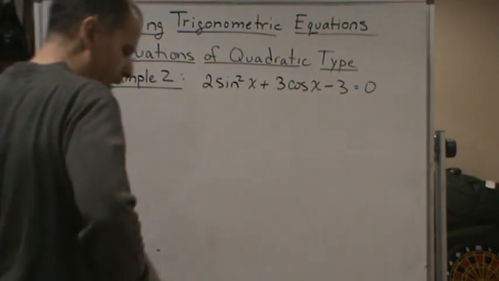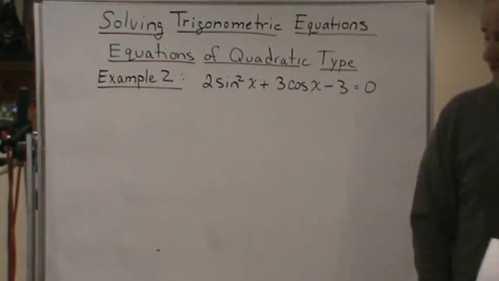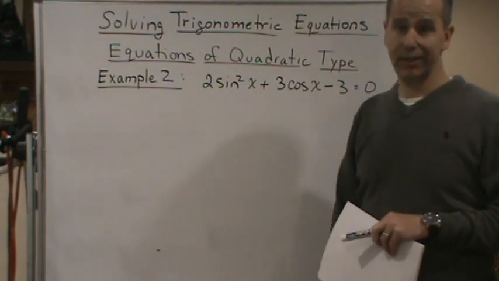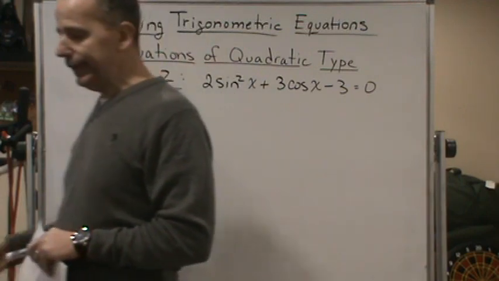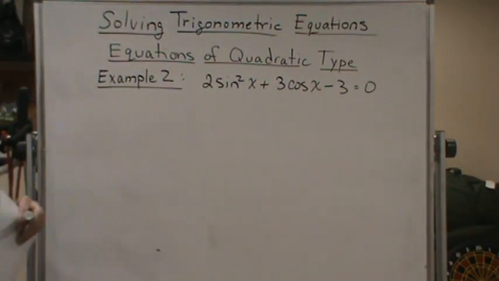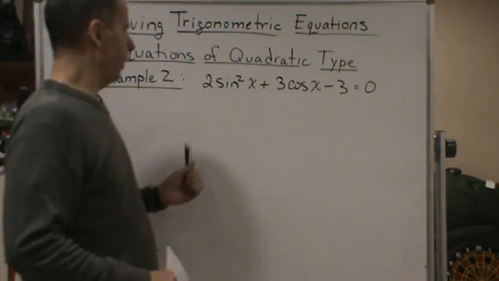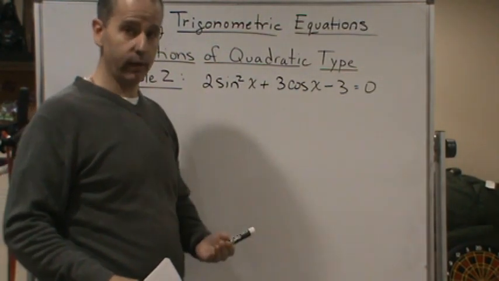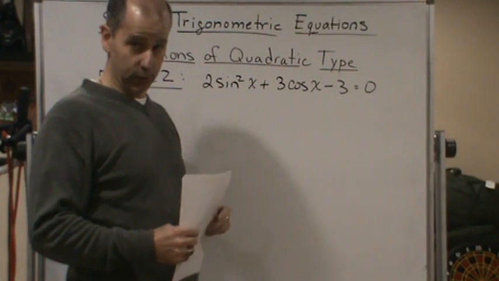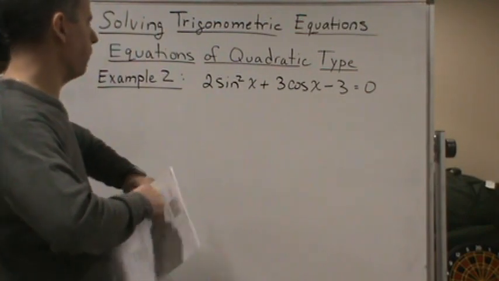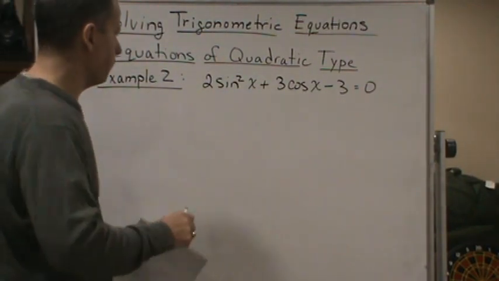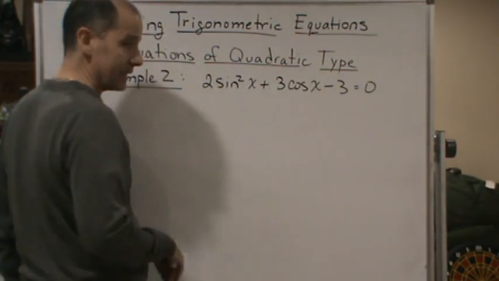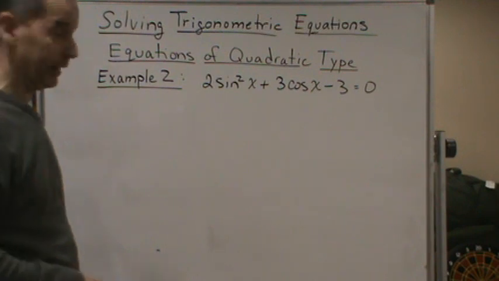All right, welcome back. Now here's another example. In this example, we've got two different trigonometric functions in our equation. So what we have to do is convert or transform this so that it's an equation that involves only one type of trigonometric function. In this case, since I have a cosine here, I can't do anything with that. But I can do something with the sine. I can use the Pythagorean identity.